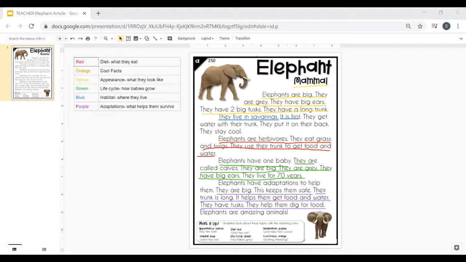Now we skipped one color and that was cool facts. And I noticed that there's a little bit of information here that we didn't underline. One of the things I saw is that they get water with their trunks and they put it on their back to help them stay cool, which is really cool. So if an elephant is hot, it's going to get some water with its trunk and suck it up, and then put it on its back so that it can cool down. I think that's an interesting fact. So I'm going to underline that in orange because that's the color I'm using for cool fact.